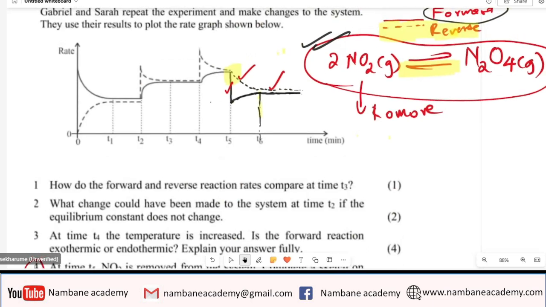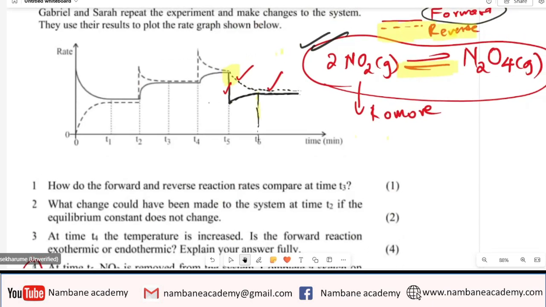At T3, if you compare the forward and the reverse, they are equal. It must be they are equal. Even between T3 and T4, the system is at equilibrium. The rate of the forward and the reverse reaction is equal.